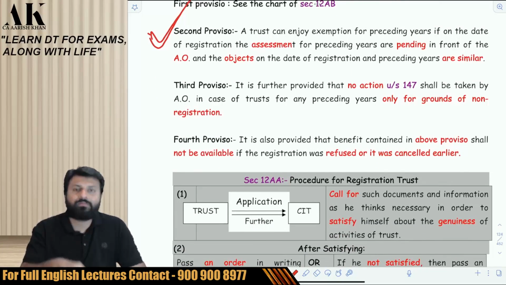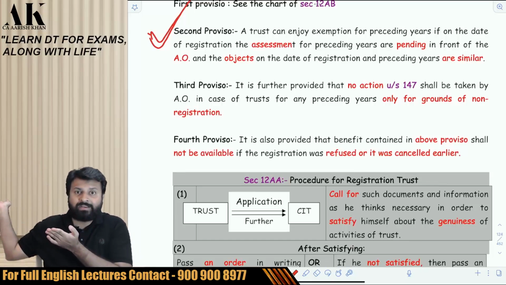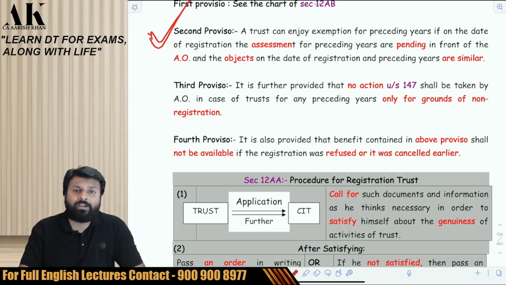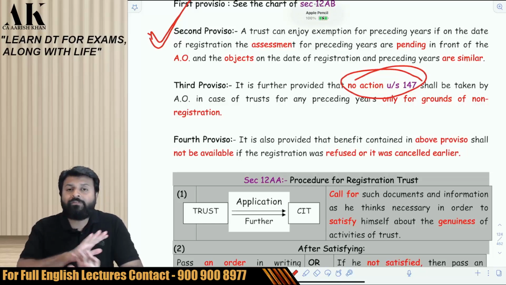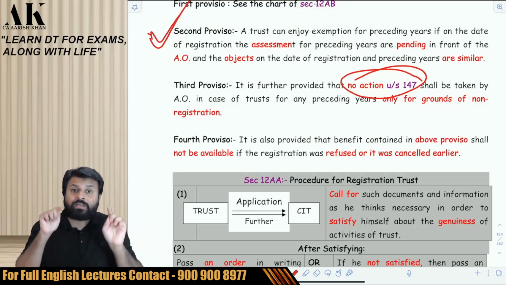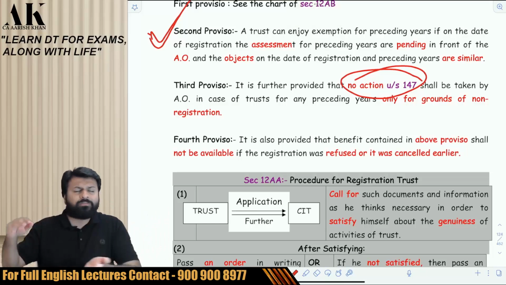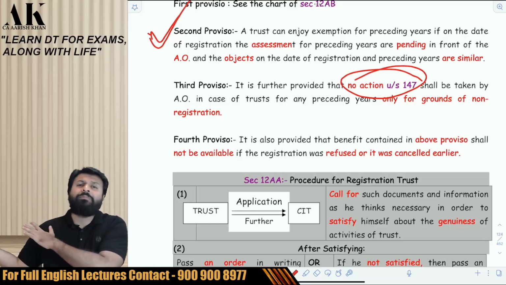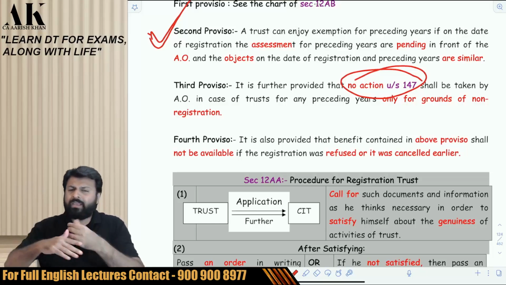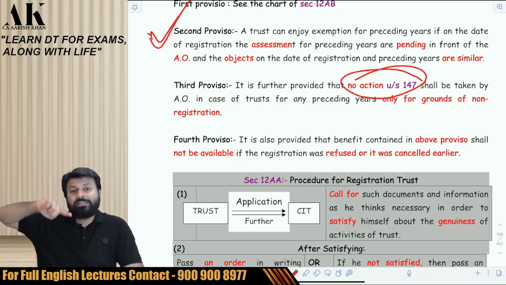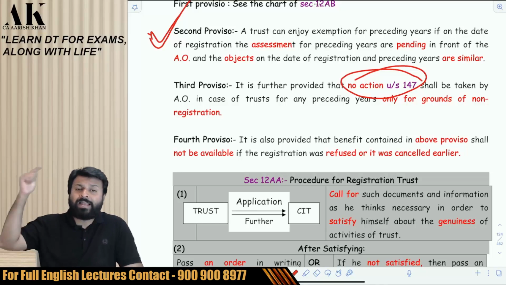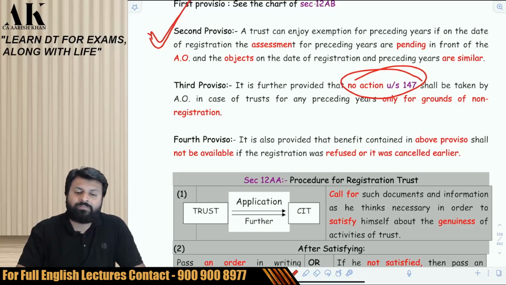Third proviso says what? If you have claimed exemption for earlier years without a registration, and if the AO comes to know about that later on, then the AO cannot open 147 for that reason. 147 cannot be opened for non-registration grounds. It can be opened for other reasons. It can be opened if you have genuinely made a mistake, if you have genuinely escaped an income, the AO can open 147. But just because you have not registered yourself, that cannot be the ground for opening 147 by the assessing officer. I hope it is clear to all of you.